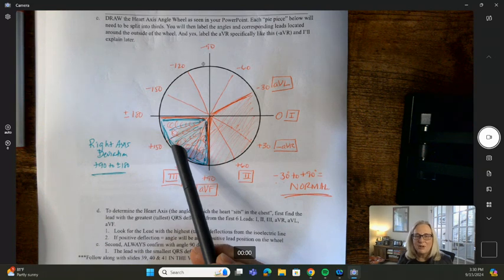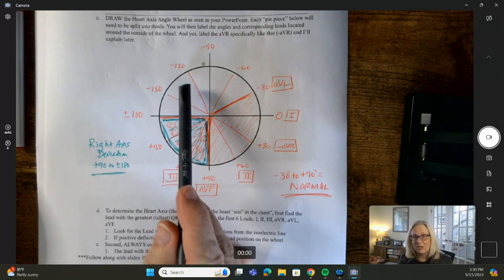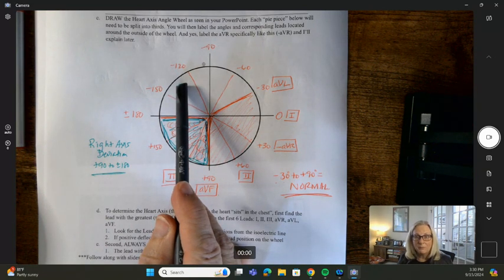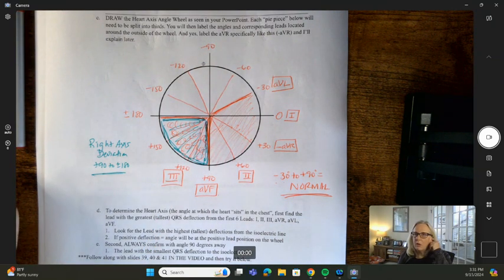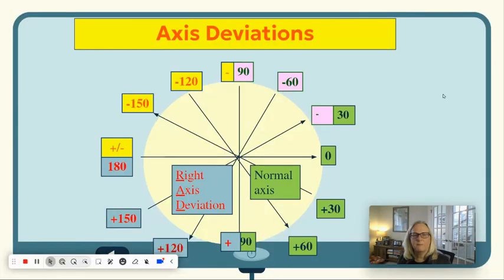Okay, when we start having our heart upside down and your axis deviation is up here, we have a problem. That means your ventricles are above your atrium. Difficult to kind of move blood that way. Okay. All right, let's go back to the presentation, and we'll talk about the left axis deviation.